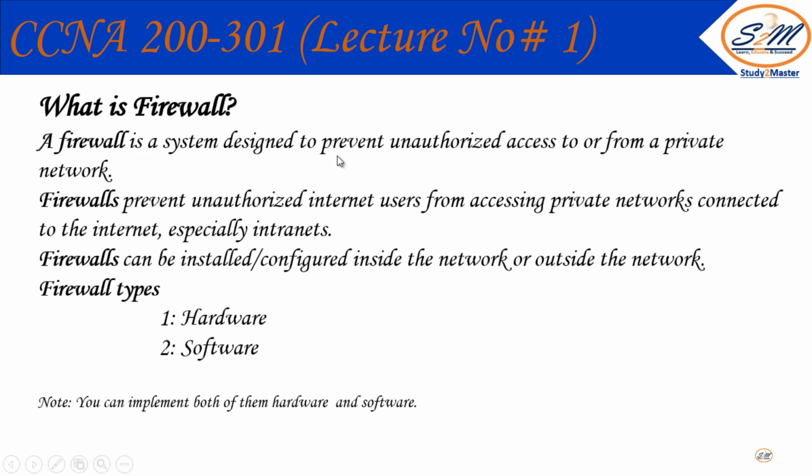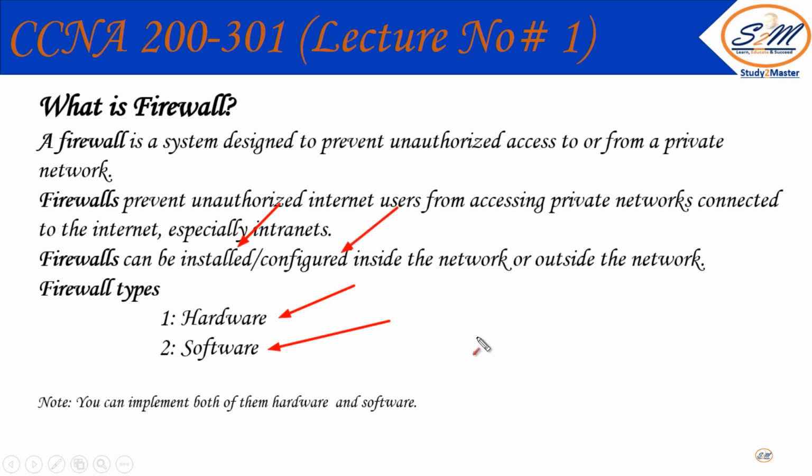A firewall is a system designed to prevent unauthorized access to or from a private network. Firewalls prevent unauthorized internet users from accessing private networks connected to the internet, especially intranets. A firewall can be installed and configured inside the network or outside the network. Firewall types: we have two types, hardware and software. And also we can install a firewall inside the network and also outside the network.